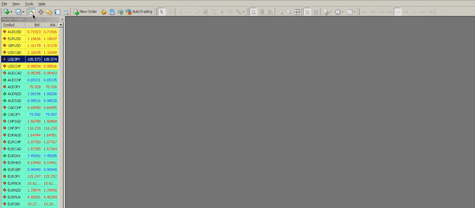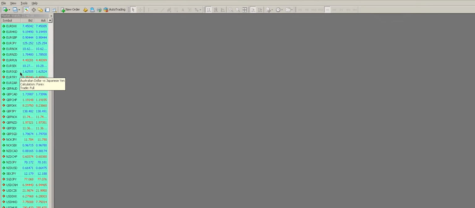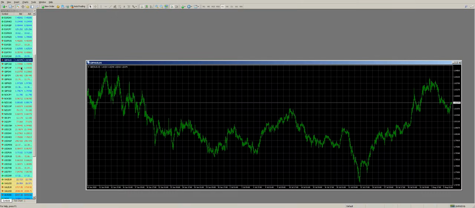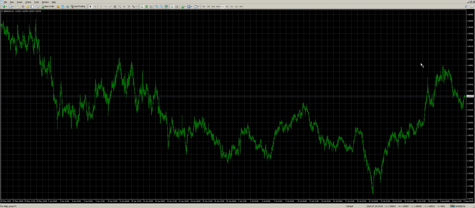So first things first, I am going to select a currency pair. I only trade pound and gold, so let's choose pound AUD in this example. I right click and click on chart window. Let's close that and let's open up pound AUD.